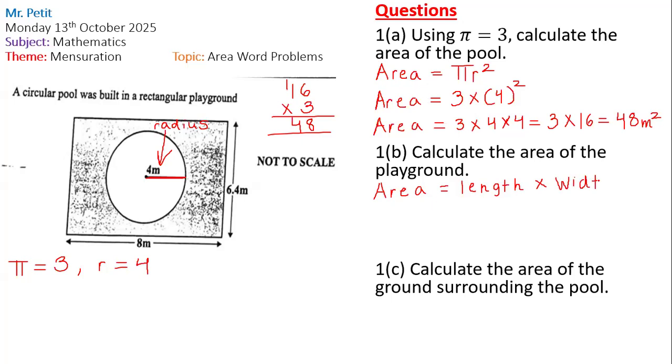So length times width. What is the length in this question? 8. The length is not 6.4, my bad. Yeah, it's 8 meters. Very good. It's 8 meters, multiplied by the width. What is the width? Now it's 6.4. Okay, so I'm sure y'all know how to multiply decimals. If you don't, let's go ahead and do it.